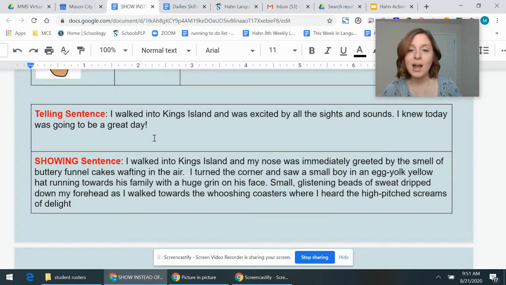I walked into Kings Island and my nose was immediately greeted by the smell of buttery funnel cakes wafting in the air. I turned the corner and saw a small boy in an egg yolk yellow hat running towards his family with a huge grin on his face. Small glistening beads of sweat dripped down my forehead as I walked towards the whooshing coasters where I heard the high-pitched screams of delight. Okay, so much improved, and you can almost see it and smell it and taste it with the author, right? You're being shown the scene.